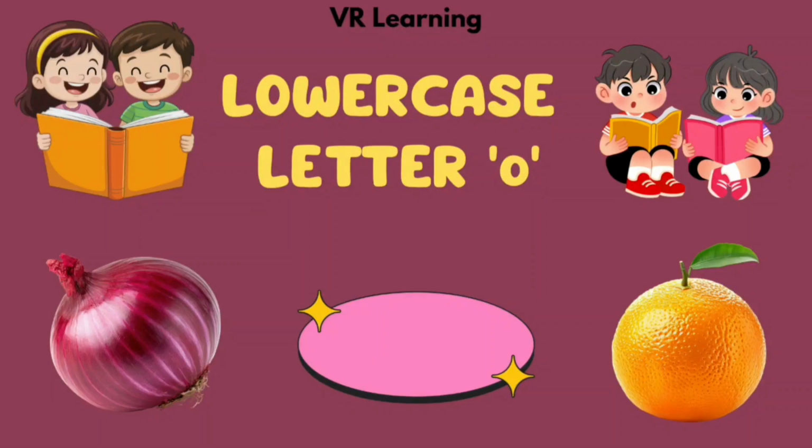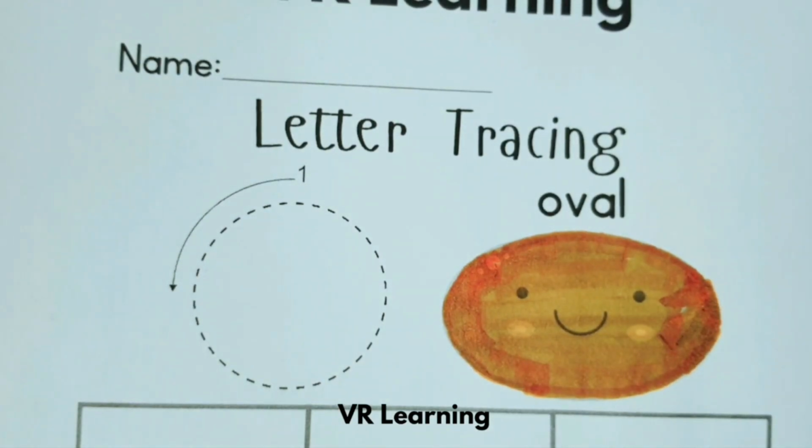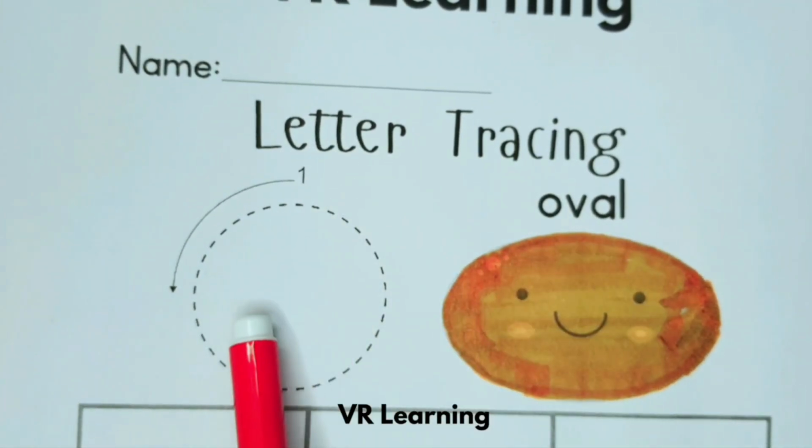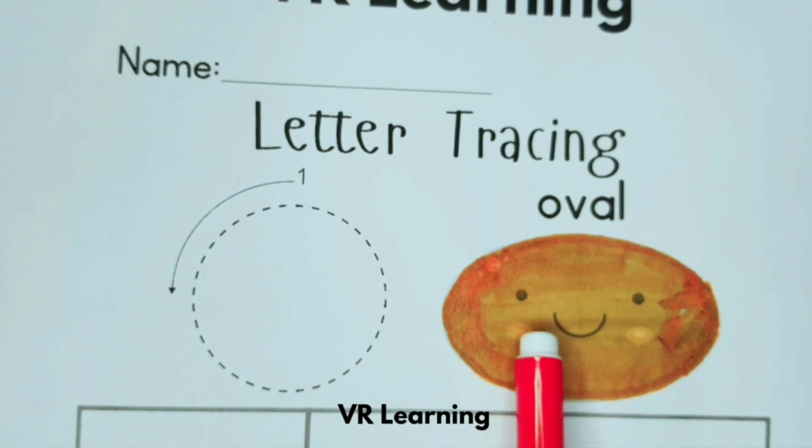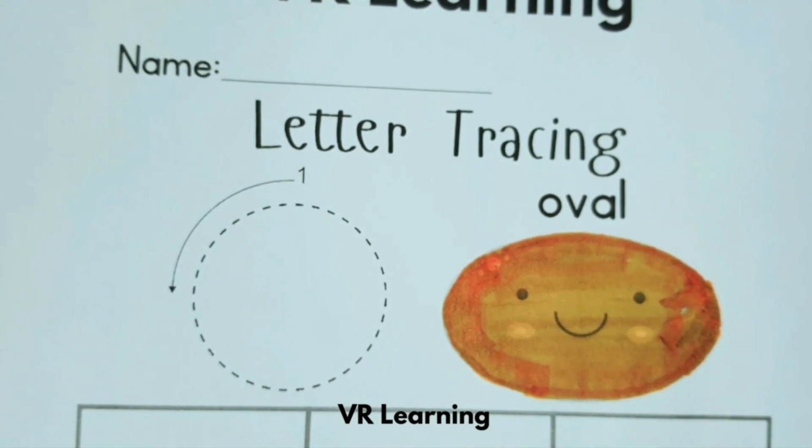In this video, we are going to learn how to write lowercase letter O. Let's start. Letter tracing. O is for oval. Let's learn how to write O.